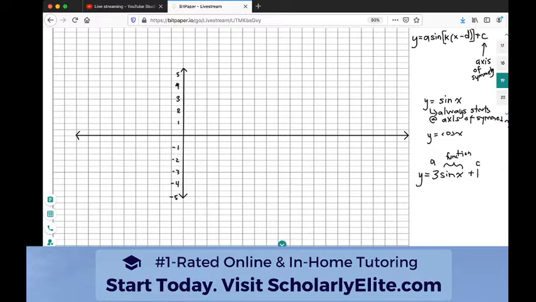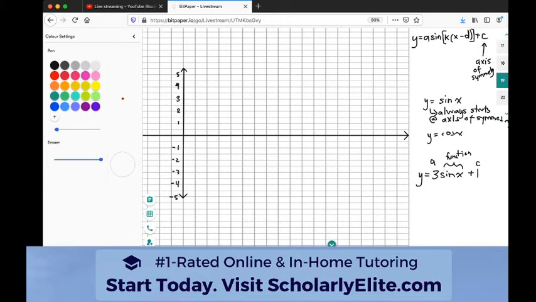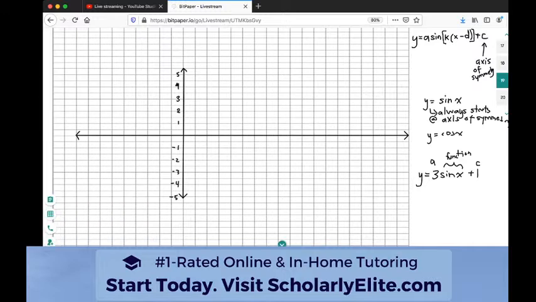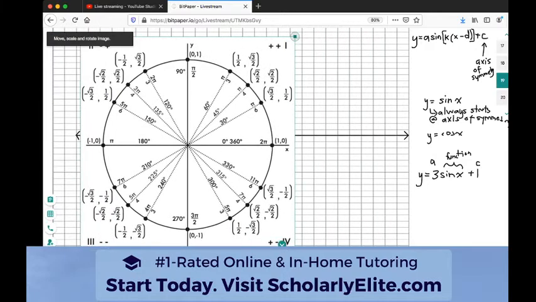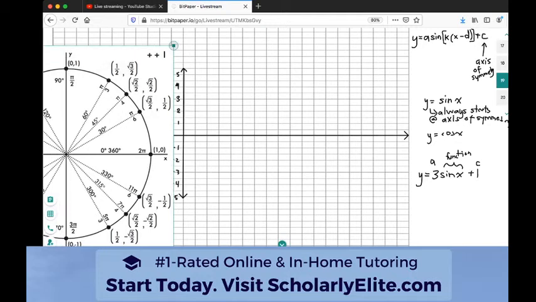But first I'm going to graph a normal sine graph. And then I promise we will do this for cos as well. I just find that sine is the easier one for people to learn first. So we're going to do that, and then we'll move to the next thing. I'm also going to pull up our unit circle here and just move it to the side so that we can go based on this.